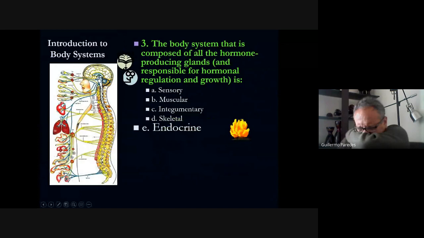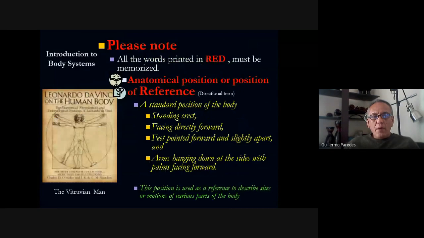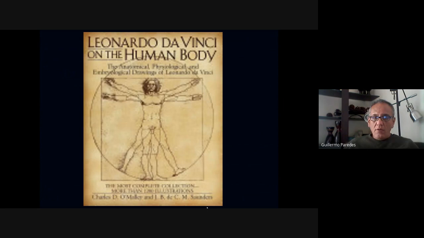All right, so let's talk about the second part. We are going to talk about the introduction to body systems. Basically, it's a continuation, but this time we are going to talk about the anatomical position of the body. If you know this guy, Leonardo da Vinci, he was living in the 1450s, and at that time he drew this graphic. That's why it's called Leonardo da Vinci's drawing of the human body.